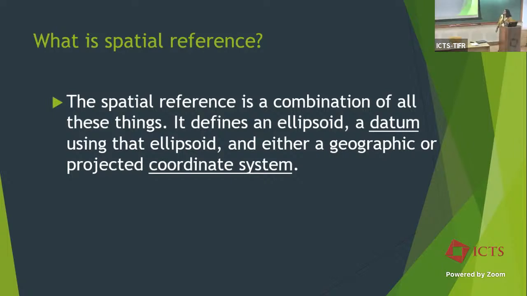So when we say what is a spatial reference system, it's a combination of all of these things. It should have a definition of an ellipsoid, a datum using that ellipsoid. And what is the datum bringing in addition to the ellipsoid? The orientation of the ellipsoid, right? And either a geographic coordinate system, which is 3D, or a projected coordinate system, which is 2D. When you get into GIS, you will encounter a lot of these terms all the time.